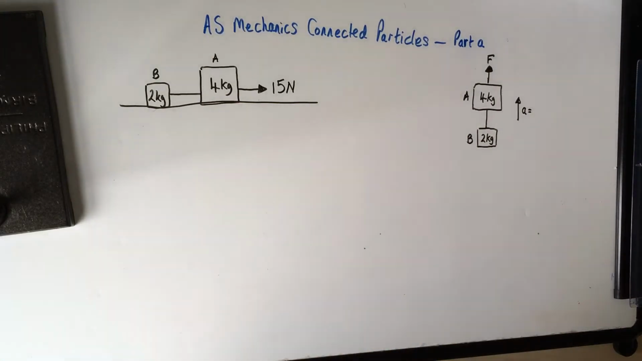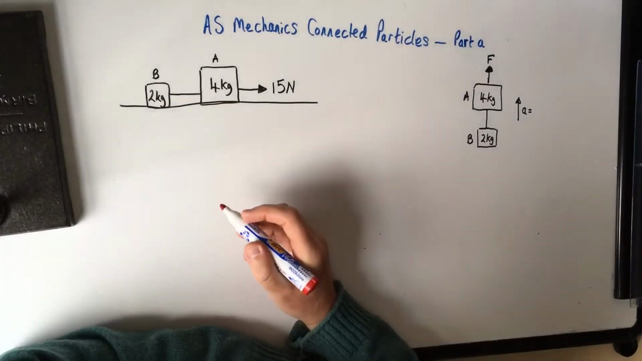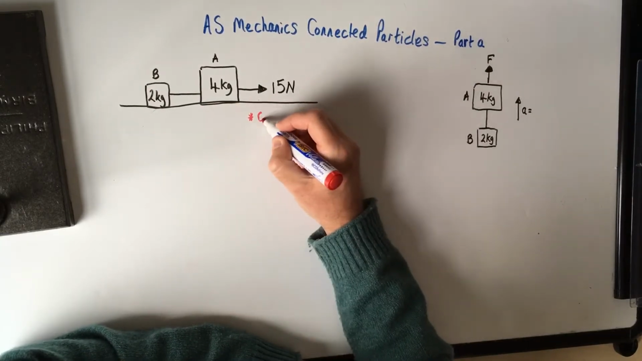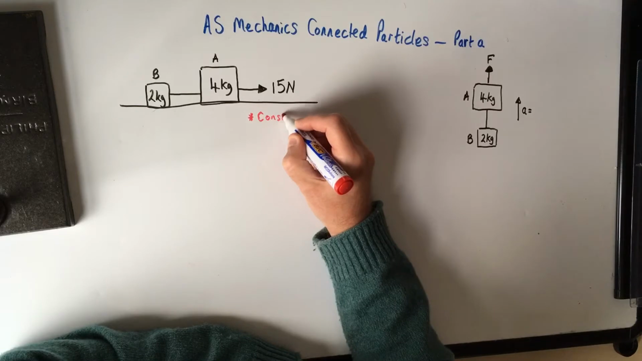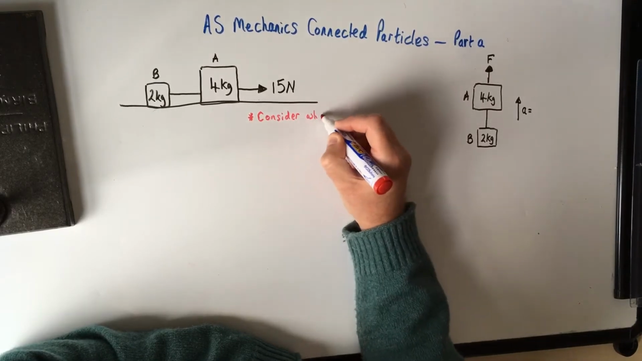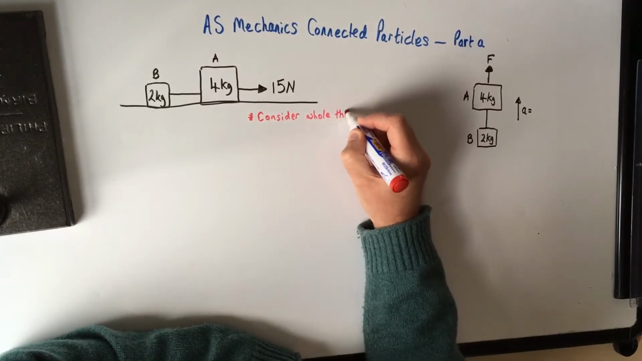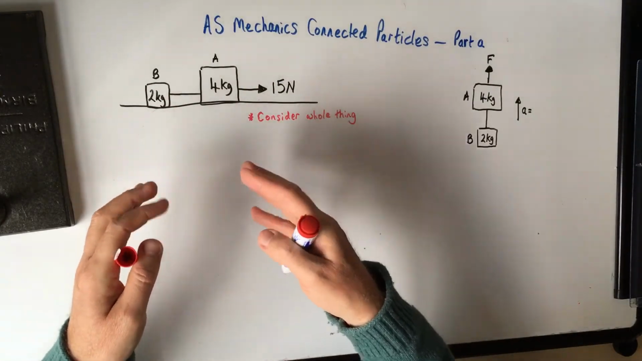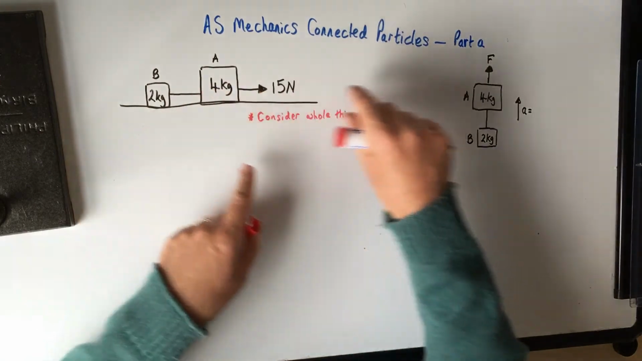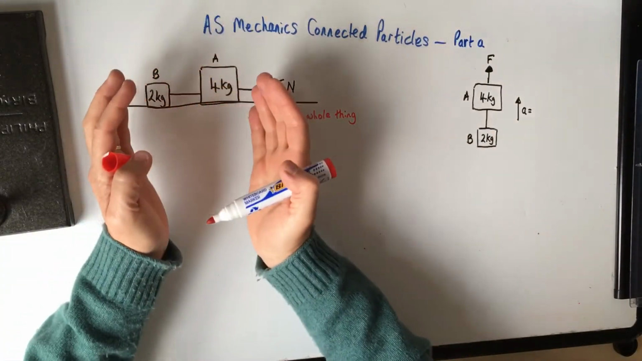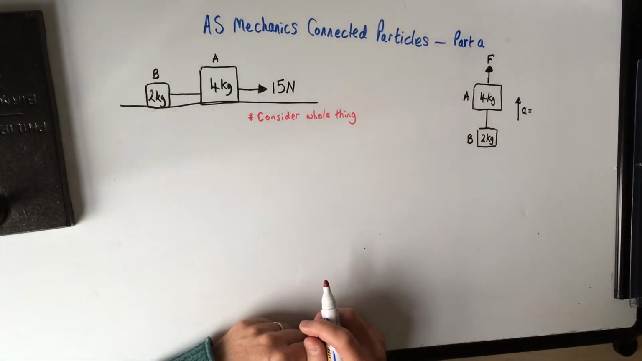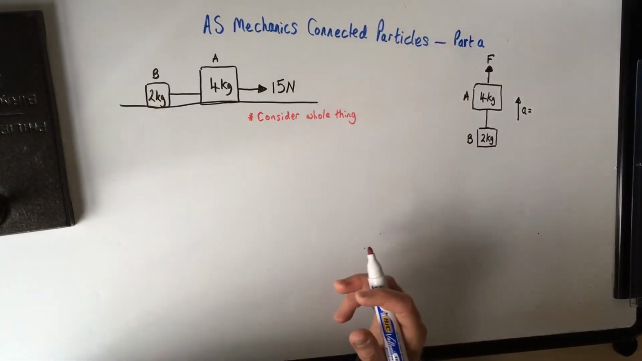When I'm talking through this example, I'm going to show you how you do all of these sorts of questions. The first thing that I always want you to consider, when you've got connected particles, is the whole thing. Because this string is going to be tight as you pull it along, you can treat that as a whole unit. You can treat it as 6 kilograms being pulled along by a 50 newton force. Okay, so that makes sense.